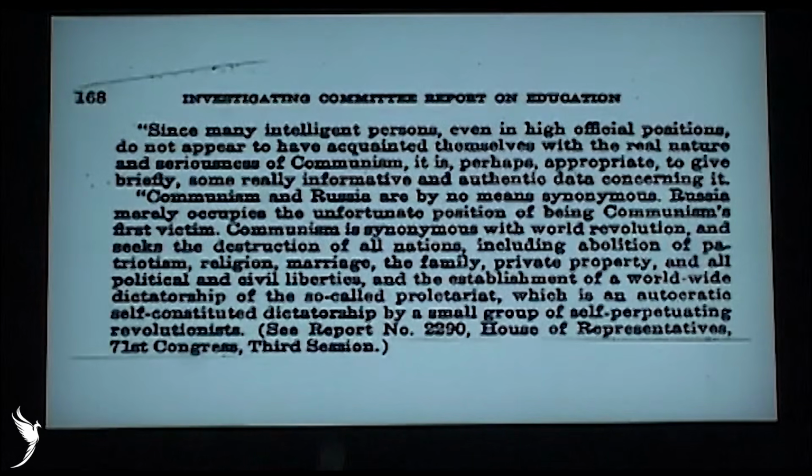Communism and Russia are by no means synonymous. Russia merely occupies the unfortunate position of being communism's first victim. Communism is synonymous with world revolution and seeks the destruction of all nations, including abolition of patriotism, religion, marriage, the family, private property, and all political and civil liberties, and the establishment of a worldwide dictatorship of the so-called proletariat, which is an autocratic, self-constituted dictatorship by a small group of self-perpetuating revolutionists. So this is what we're talking about tonight, is the communist movement, world communism.